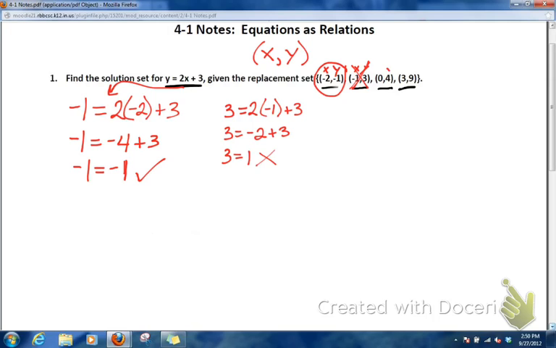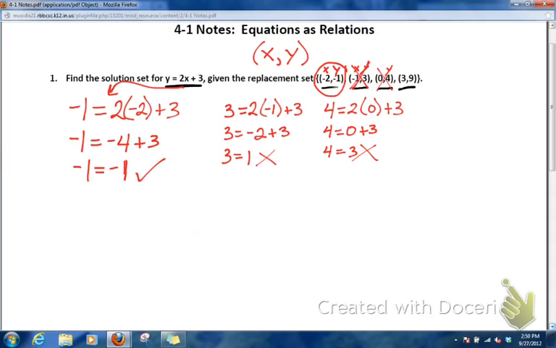In this case, y is 4. So we're going to put 4 in for our y, and we're going to say 4 equals 2 times 0 plus 3. So we have 4 equals 0 plus 3. 4 equals 3. Again, that one is not true. So the third ordered pair is not part of our solution set.